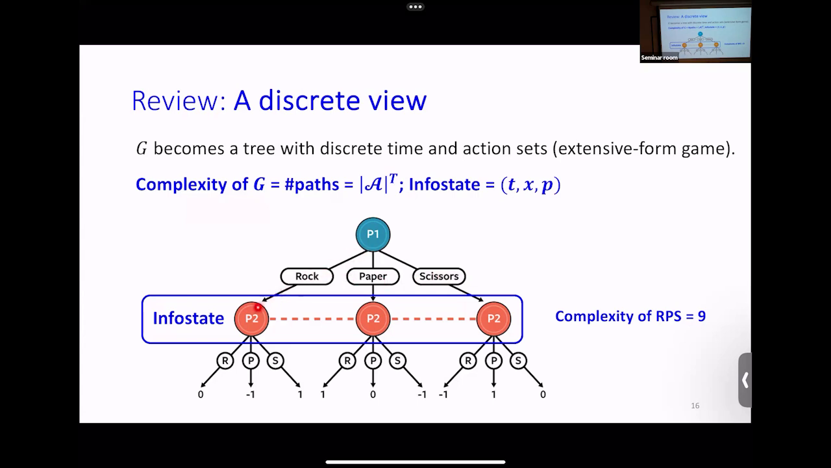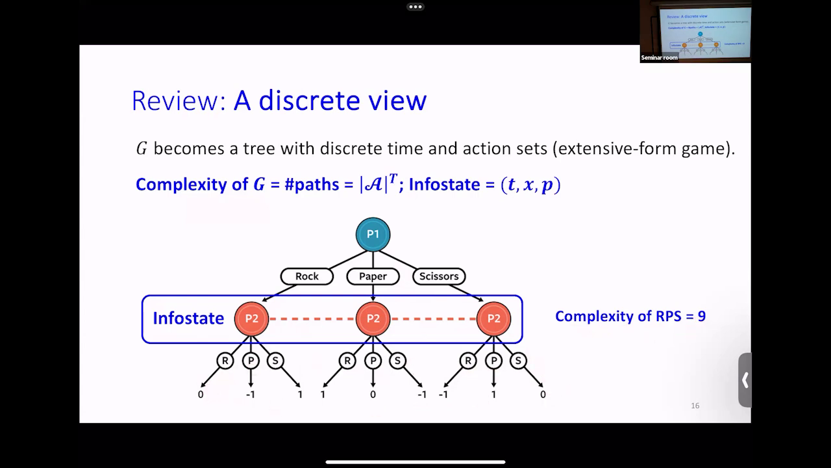And by choosing one action, you move on to the child node, where player 2 will choose his actions, and then it leads to a payoff in the end, right? So first of all, the complexity of the game can be measured by the number of leaf nodes or number of passes along the tree. So in this simple rock, paper, scissors example, the complexity will be 9 because there's 9 leaves in the end.